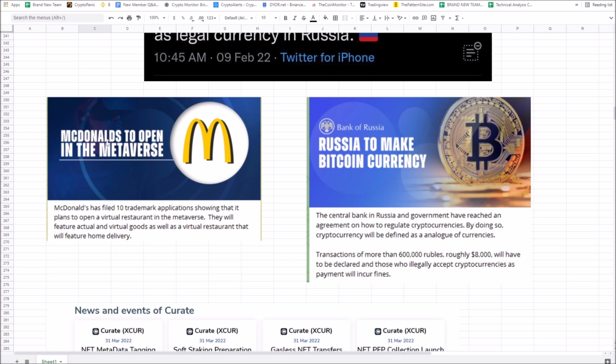McDonald's is going to open in the metaverse. They filed 10 trademark applications showing that they plan to open these virtual restaurants in the metaverse. And you're going to be able to order McDonald's online in the metaverse, and they'll deliver it to your house. The world is changing. Everything's golden. Watch what happens. We're so early in this, people don't even see this coming.